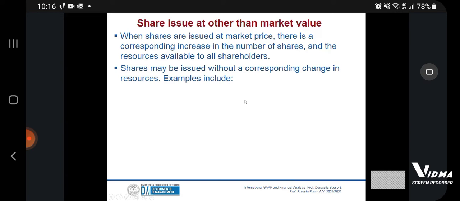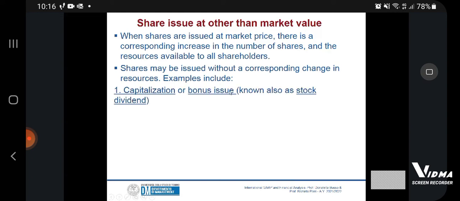Shares may be issued without a corresponding change in resources. For example, there are 4 possible situations that may happen. For example, we can have what we know as a stock dividend, that is also known as capitalization or bonus issue. The name that we are going to use in this chapter is bonus issue, but in other lectures before we mentioned that as a stock dividend.